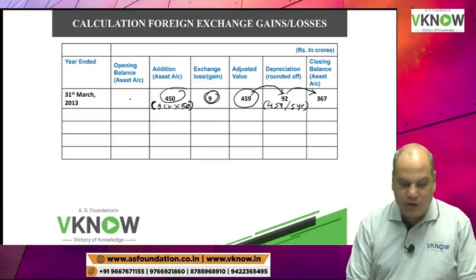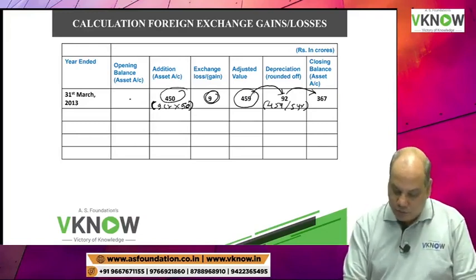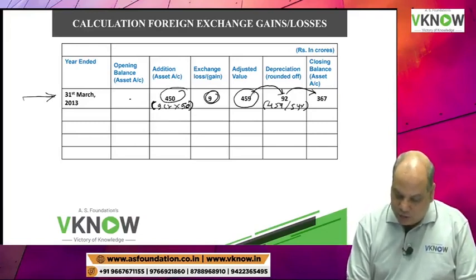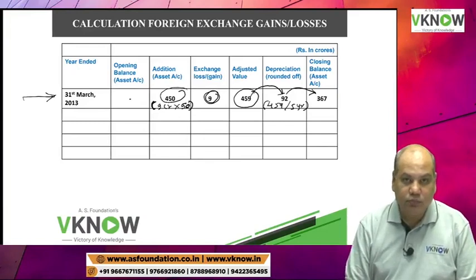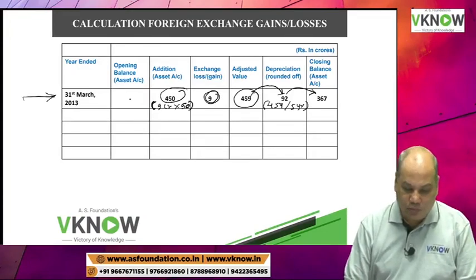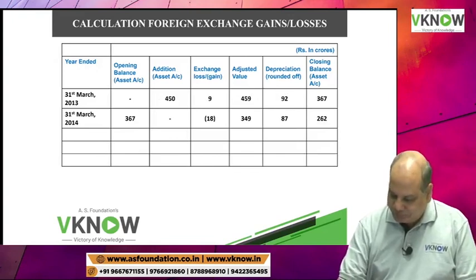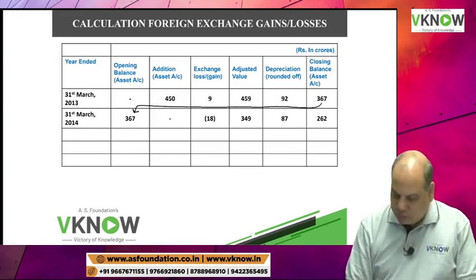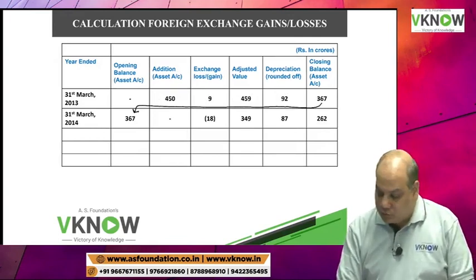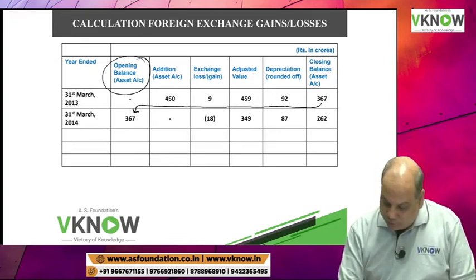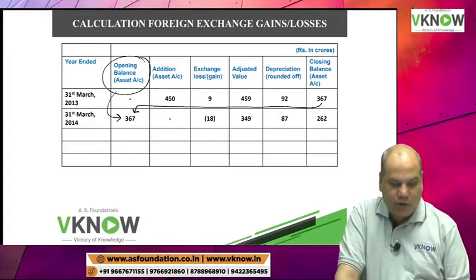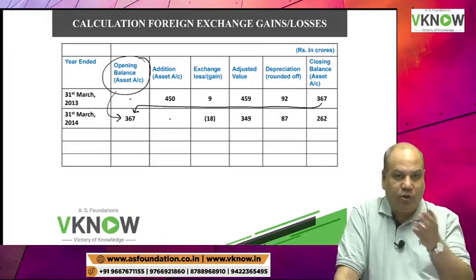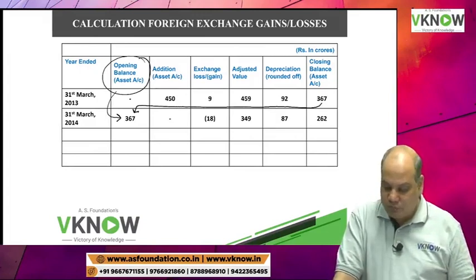Is the first year right? Any query? Any query in year 1? No query? Year 2, 31st March 14. Now, this column will have a figure. Opening balance 367. Any query? Come on, reply. Any query?